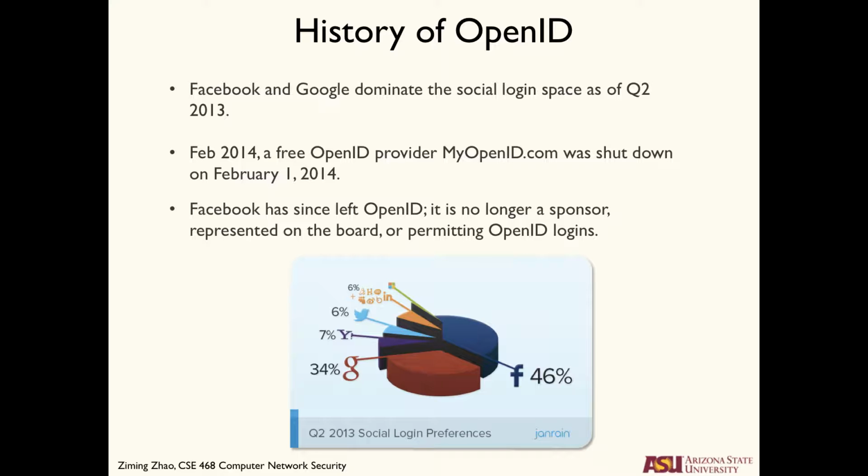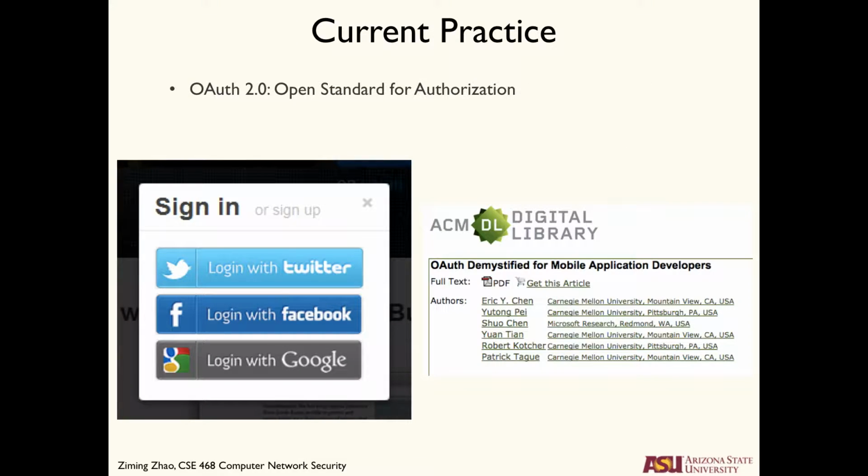In 2014, myopenid.com, once a very large free OpenID identity provider, was shut down. And almost at the same time, Facebook decided to leave the OpenID Foundation, and you can no longer use OpenID to log in to Facebook. So the current practice is that we are using something called OAuth 2.0. It was developed at almost the same time as OpenID.